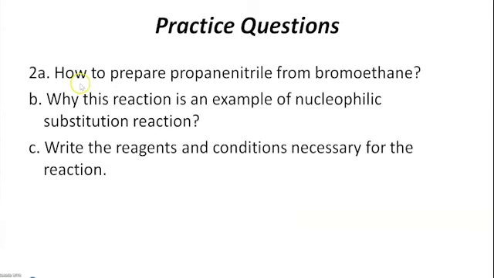Question 2. How to prepare propane nitrile from bromoethane? Why is this reaction an example of nucleophilic substitution reaction, and write the reagents and conditions necessary for the reaction.